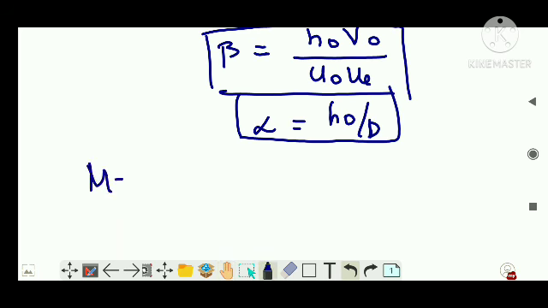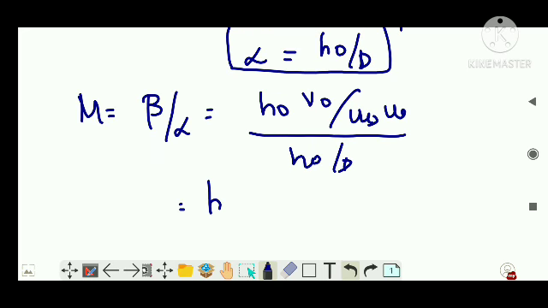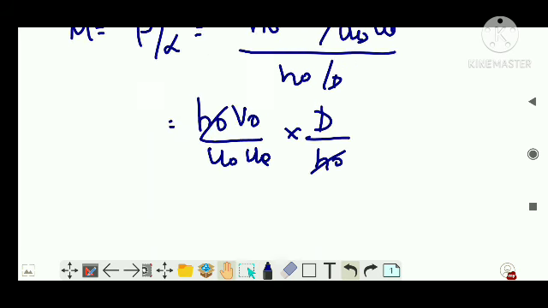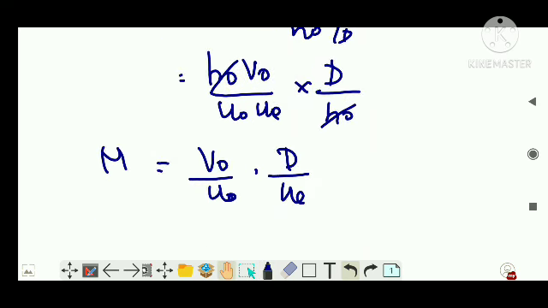Now see, both alpha and beta are in common terms of H naught. Magnification we know is beta by alpha. Just substitute the values: H naught V naught by U naught UE, whole divided by H naught by D. Now cross multiplication, H naught V naught into D divided by U naught UE into H naught. Cancel the H naught terms. I can now write this as V naught by U naught into D by UE. This is the magnification equation for the microscope.